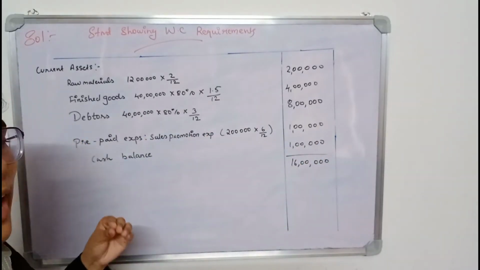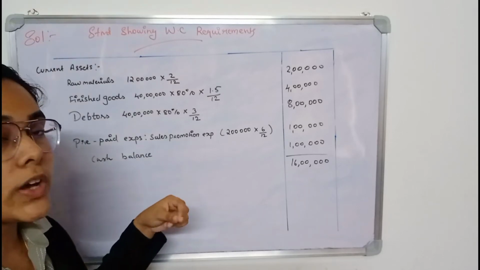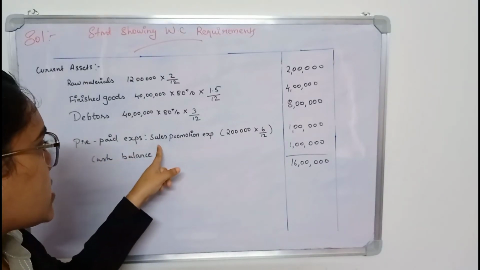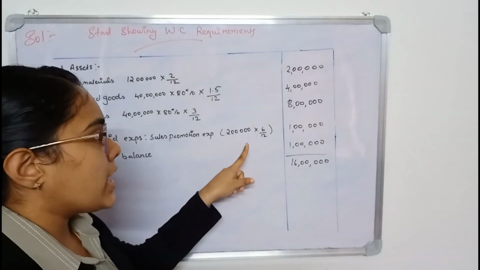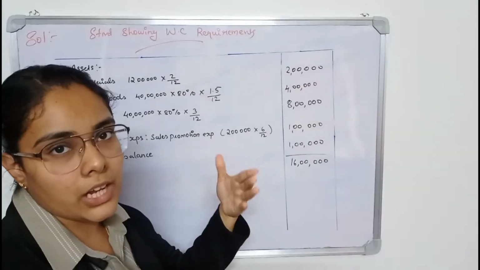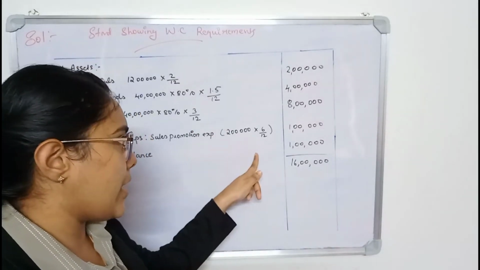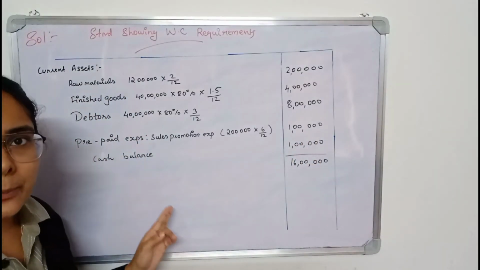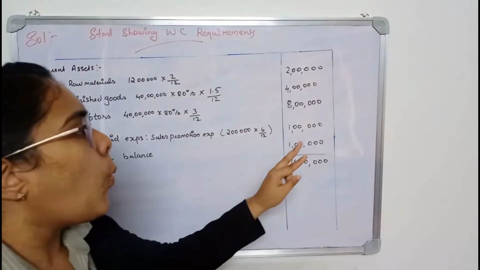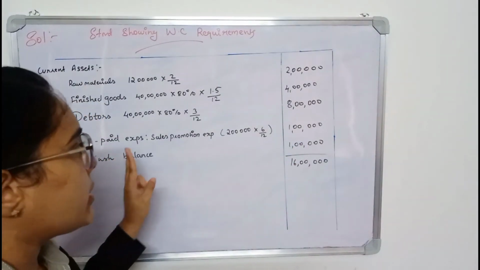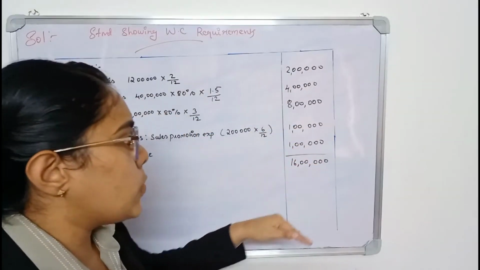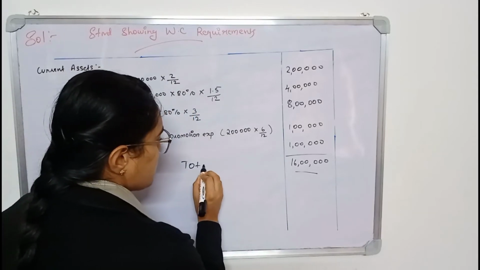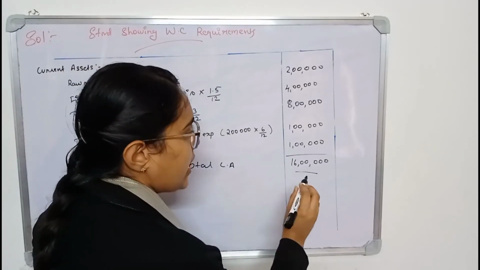Now prepaid expense. You had a prepaid expense of sales promotion, which was prepaid half yearly. So sales promotion expense was 2 lakh, and 2 lakh into 6 by 12, as it was paid in advance for half a year, will give you 1 lakh rupees. In addition to that, you also had a precautionary cash balance of 1 lakh rupees, so that should also be accounted. When you add all these things, you will get a total of 16 lakh for current assets. Alright, so total current assets is 16 lakh rupees.